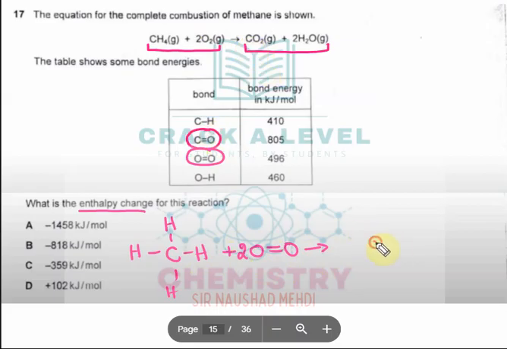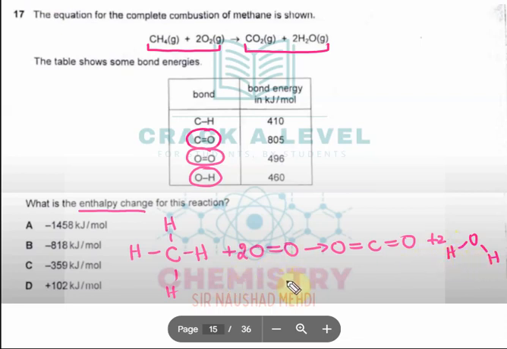In CO2 we have a carbon oxygen double bond. So it would be like this: CO2 plus, and then we have H2O, water. So water consists of this bond, which is OH. So it would be like this, H2O, and which is also 2 moles, okay, 2 times.